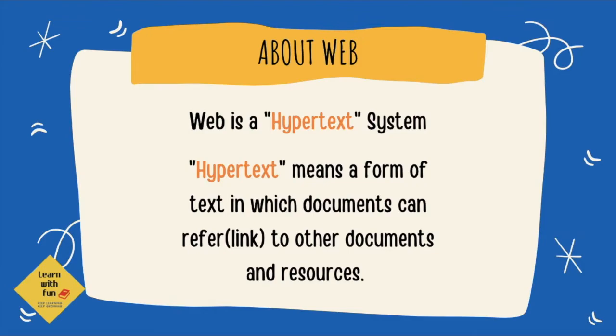So now web is actually a hypertext system. Now what is a hypertext? Let's know that. Hypertext means a form of text in which documents can refer or link to other documents and resources. This simply means that if we have one kind of document and we want to link it with another kind of document, we can use certain kinds of text to represent and link these two or three items. And it could, of course, not be limited to three, there can be a lot of items.